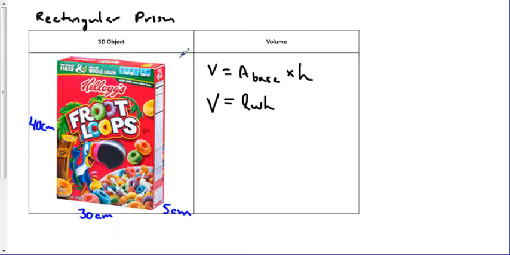So we've got our formula, and then we just plug in what we know. We can use L and W for the length and width of our rectangle base, and 40 for the height of our prism. So 30 times 5 times 40, really quick and straightforward to calculate. You should do it too, but we should get 6,000 centimeters cubed. You should definitely try that on your calculator, but for a rectangular prism, it's very easy to find the volume.